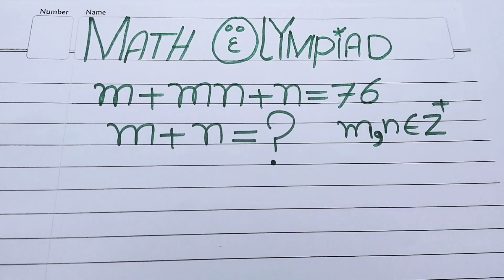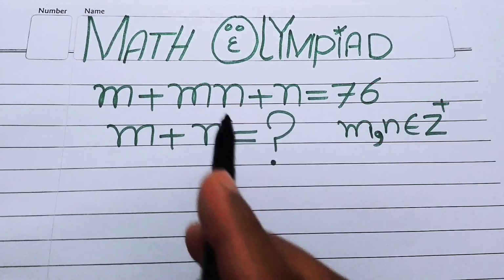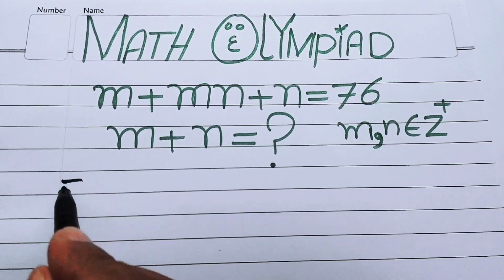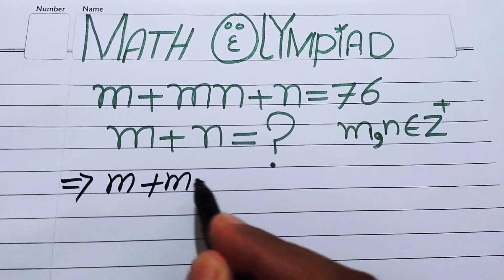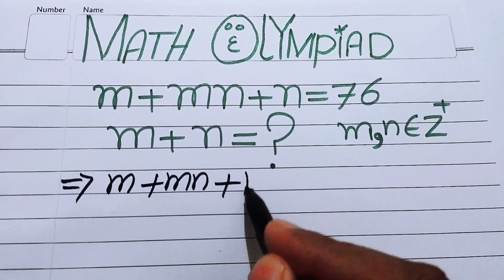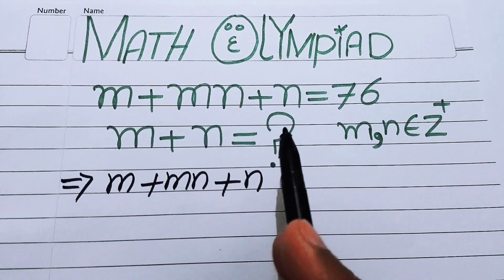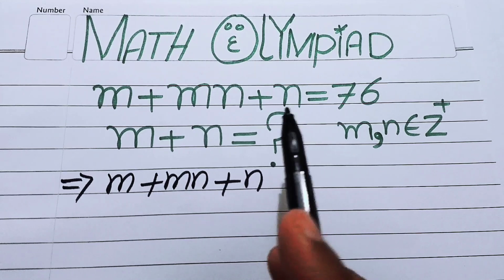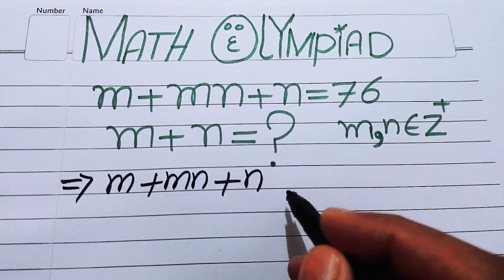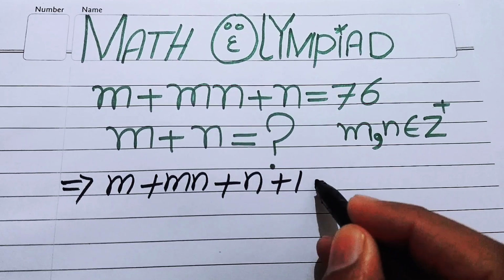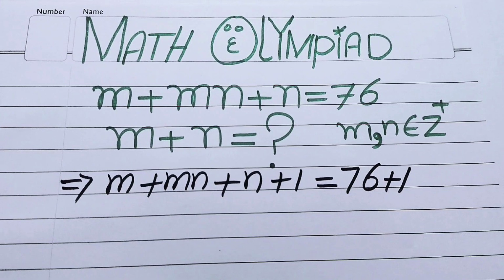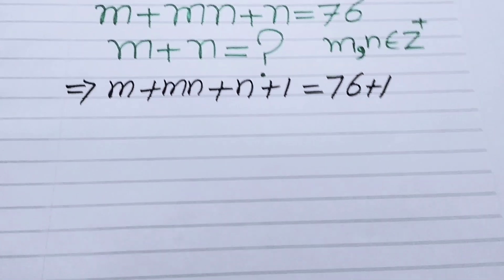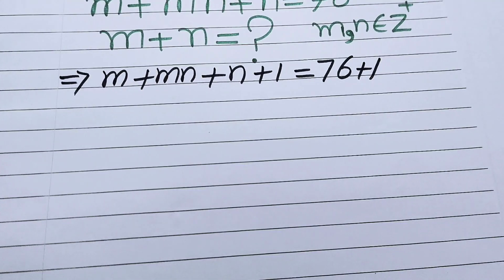The very first thing we are going to do is rewrite the given equation as m plus m times n plus n, and now we add plus 1 on both sides of the given equation, so it becomes this form plus 1 equals 76 plus 1.